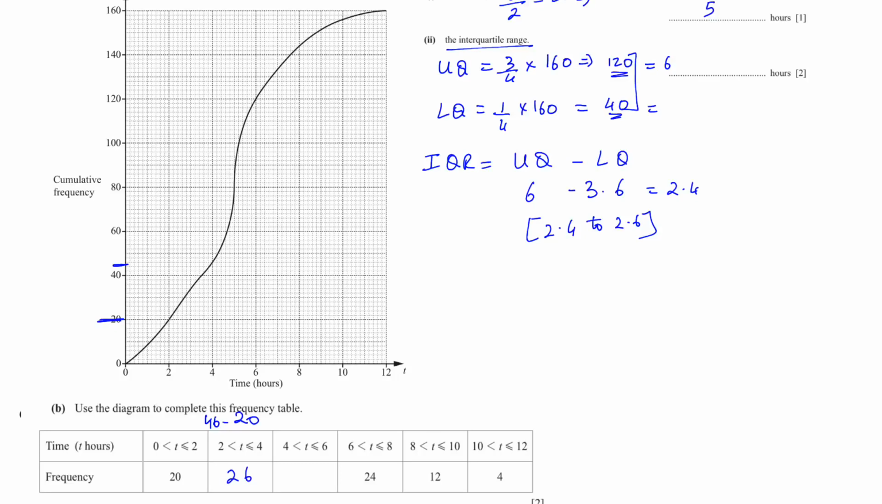Now from 4 till 6. 4 we already know is 26 and 6 is 120. So you have 120 minus 46, which will give you 74. So this question is finished, and it was a really easy question.